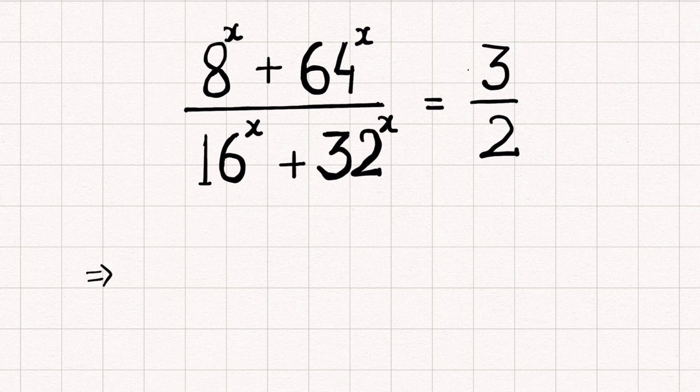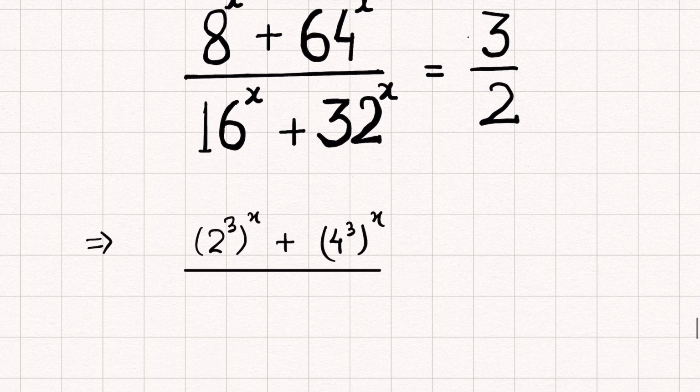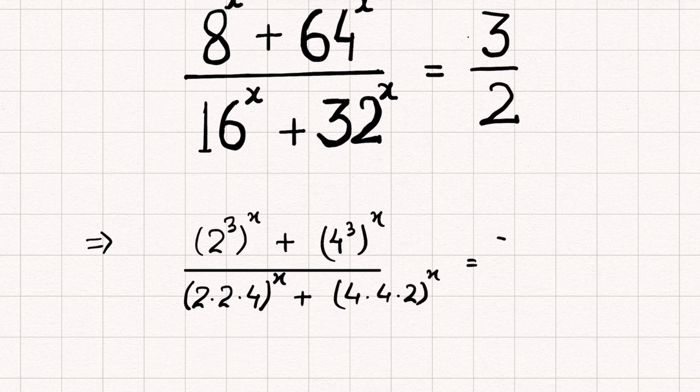Let's try. So here we can write 8 as 2 raised to the power of 3, then whole raised to the power of x, and 64 as 4 raised to the power of 3, then whole raised to the power of x upon 16 as 2 times 2 times 4. So we are writing in terms of 2's and 4's, then whole raised to the power x plus 32 as 4 times 4 times 2 whole raised to the power x is equal to 3 upon 2.